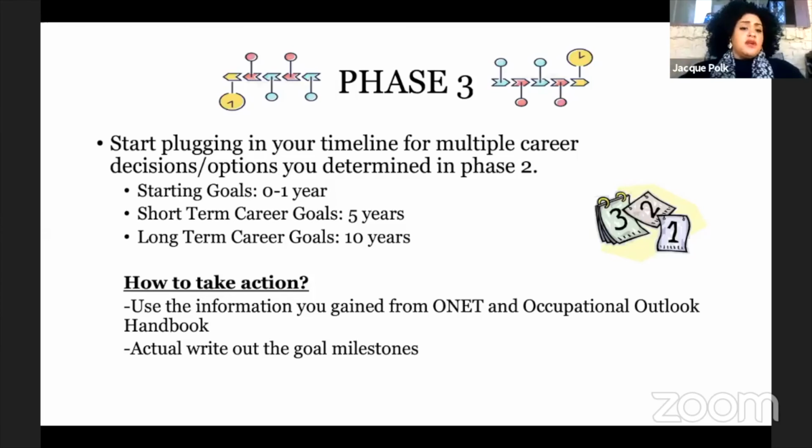Your short-term career goals are 5 years. So after your starting goals, which is usually within year 1, you go into this 1 to 5 years. That's where you start looking at entry-level roles. That's where you start being intentional with the skills you're building. That's when you start being intentional with the projects in your classroom. That's when you're being involved. That's probably when you're getting your entry-level job.